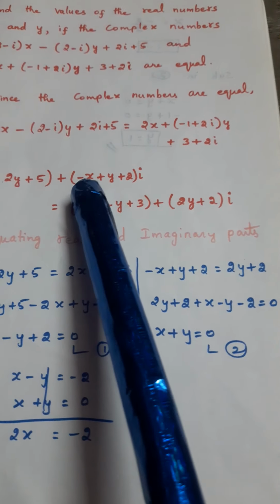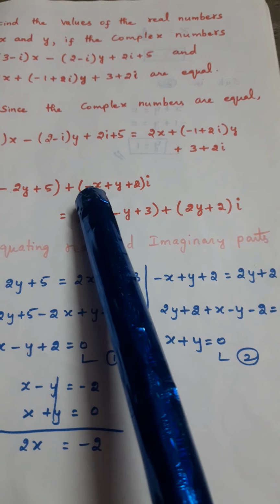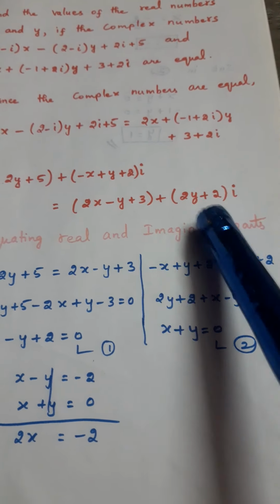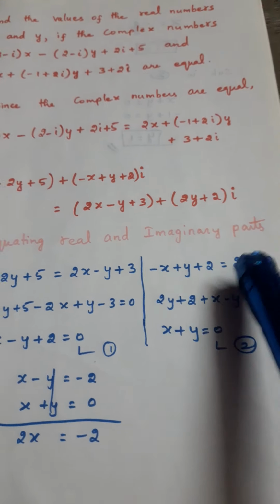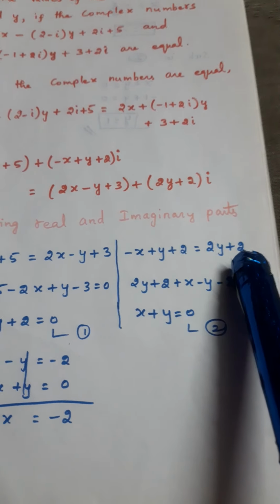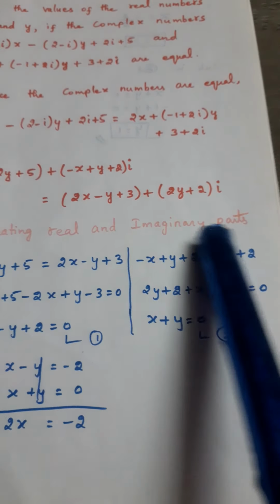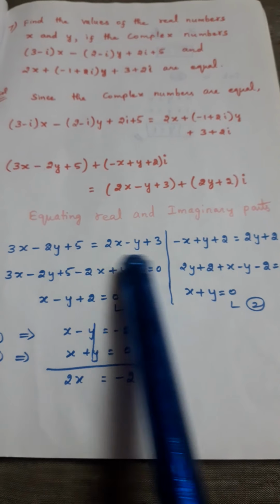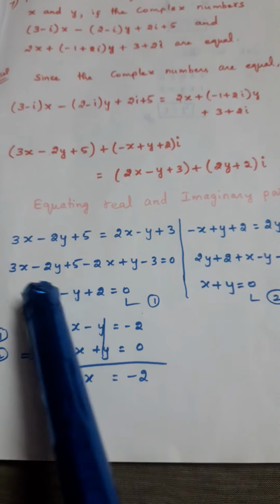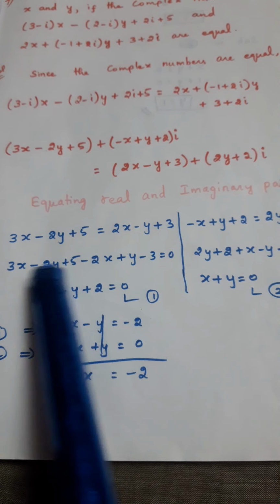Similarly, what is the left side imaginary part? Minus x plus y plus 2. What is the right hand side imaginary part? 2y plus 2. They are equal. So real parts are equal, and here imaginary parts are equal. We are equating real and imaginary parts. Once you write this, the rest of the remaining things are nothing but simplifications. I have written everything here.